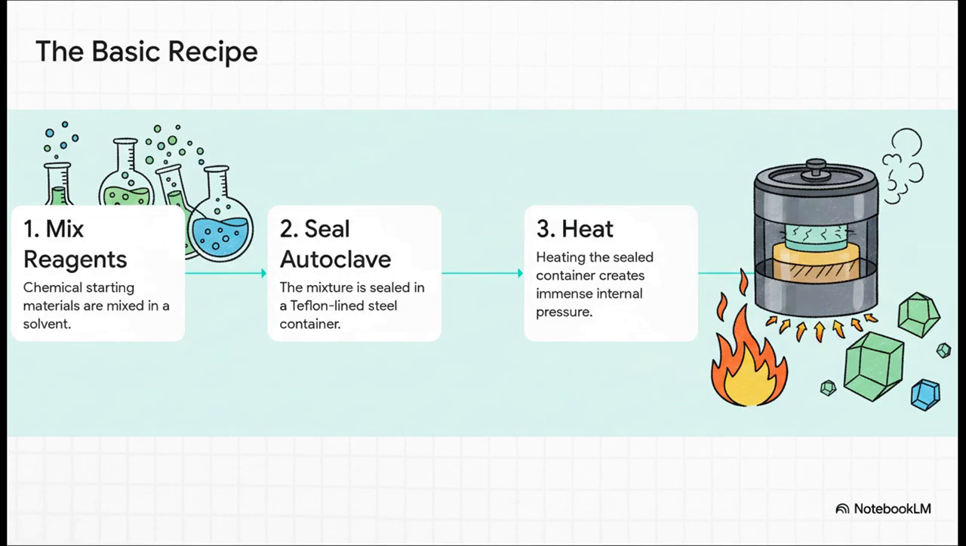So the basic recipe for both of these methods is pretty straightforward. You mix your starting chemicals, the precursors, in a solvent. Then you seal the whole mixture inside this tough, Teflon-lined steel container, the autoclave. Then you heat it up, and as it gets hot, the liquid inside wants to expand, but it can't because it's sealed, so it generates its own insane pressure. And it's in that extreme environment where the magic happens. Atoms can finally arrange themselves into these beautiful, highly ordered, perfect crystalline structures, things you just couldn't make any other way.